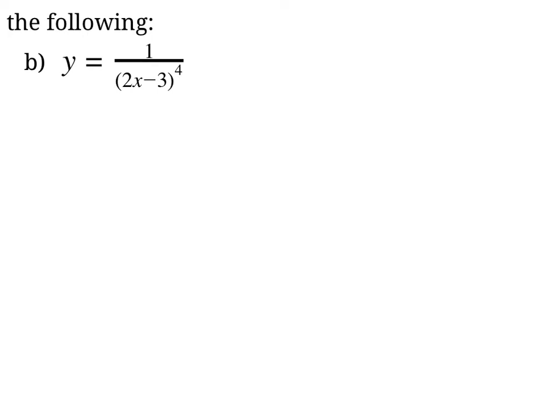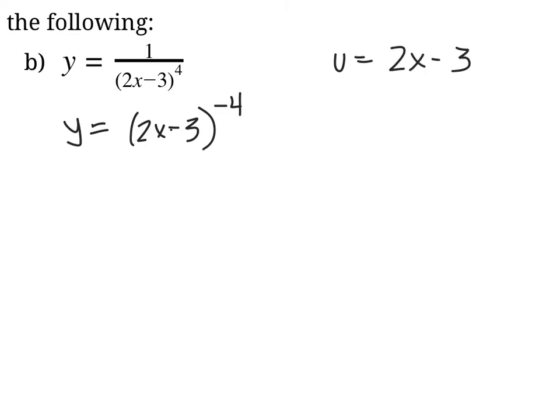Next question. Let's rewrite this function 1 over 2x minus 3 to the power of 4. Let's rewrite that all in the numerator. So y equals 2x minus 3, and to put them in the numerator, we're going to make the exponent negative 4. And let's basically do the same thing we did in the last question. So I'm going to make u equal to what's in those brackets, 2x minus 3. So y is going to equal u to the power of negative 4.